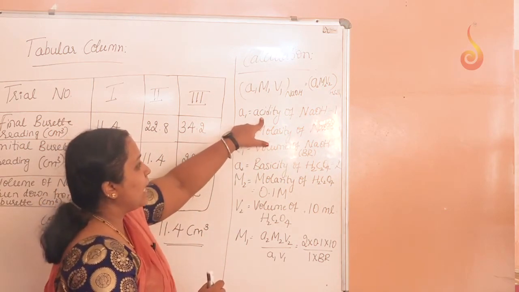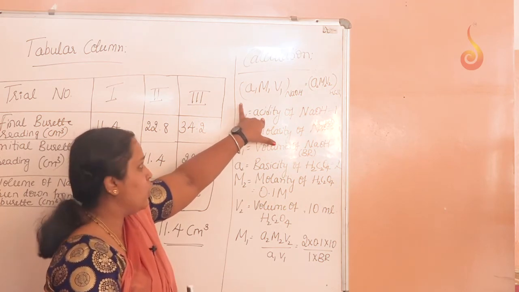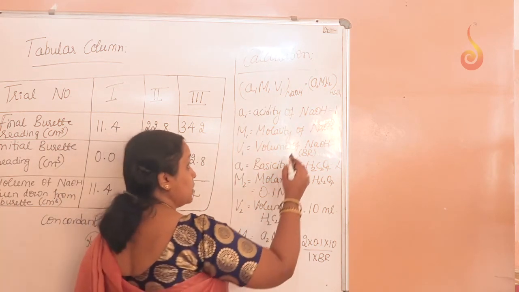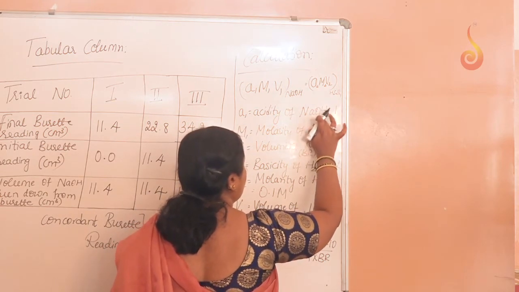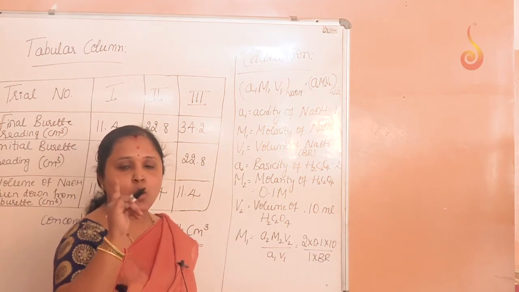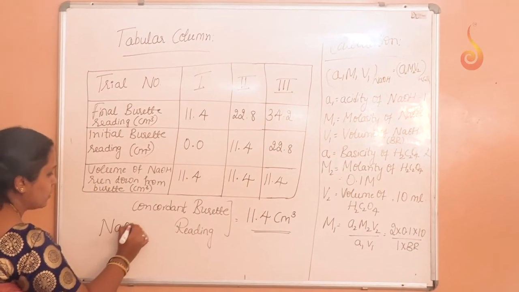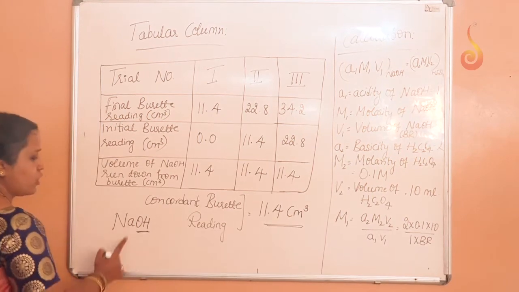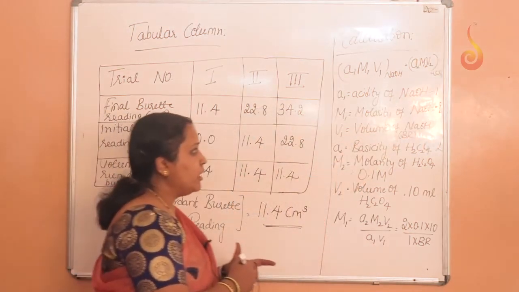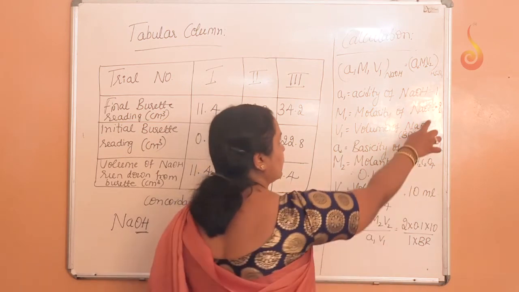A1 is nothing but the acidity of sodium hydroxide solution. What is meant by the acidity of a base? Acidity of a base is nothing but the number of hydroxyl groups that are present in one molecule of the base. So one molecule of sodium hydroxide has got one hydroxyl group, therefore its acidity is 1. M1 is the molarity of sodium hydroxide, which we don't know, we have to calculate it, therefore I have put a question mark.